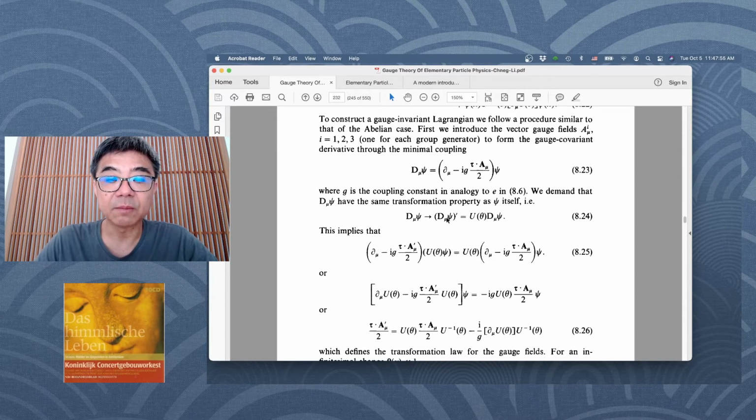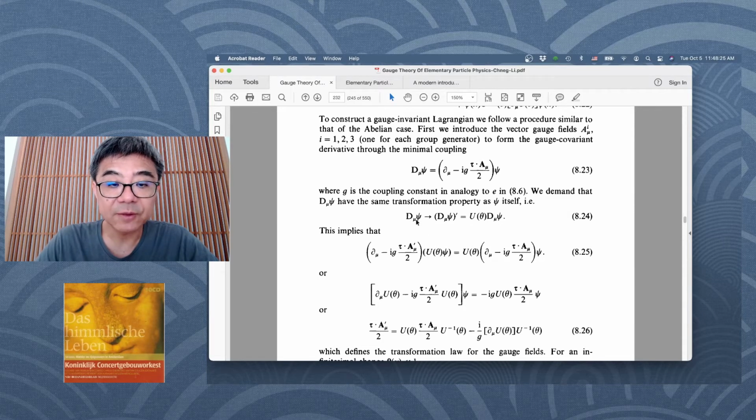That is, U will pass through D mu. So 8.24 is the requirement for us to define this covariant derivative. It is not very hard to write down the transformation property of A from 8.24. The following 3 equations do this. Let me read through it very fast.